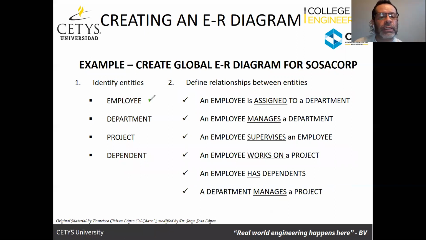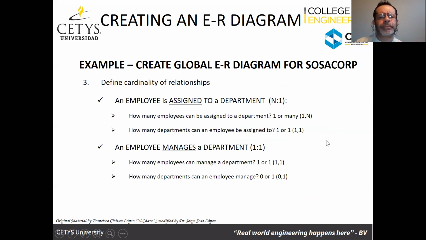We had four entities: employee, department, project, and dependent. And we defined the relationships that each of these entities had. So employees are assigned to departments, they manage departments, they supervise other employees, employees work on projects, employees have dependents, and departments manage projects. Those were the relationships that were established. We already went through all this previously.